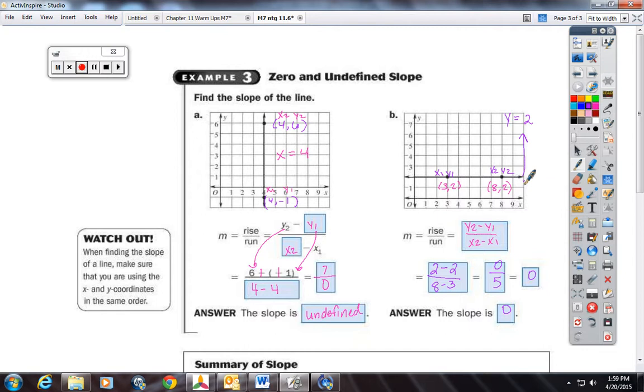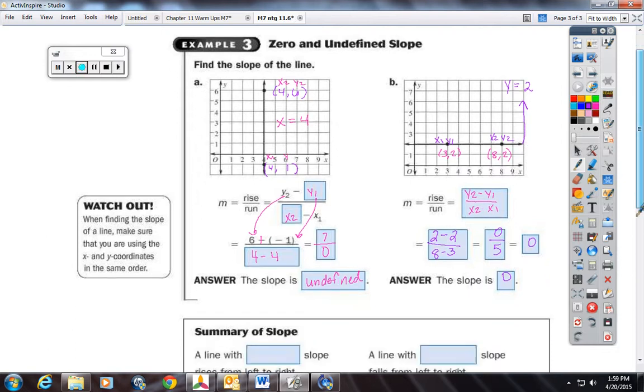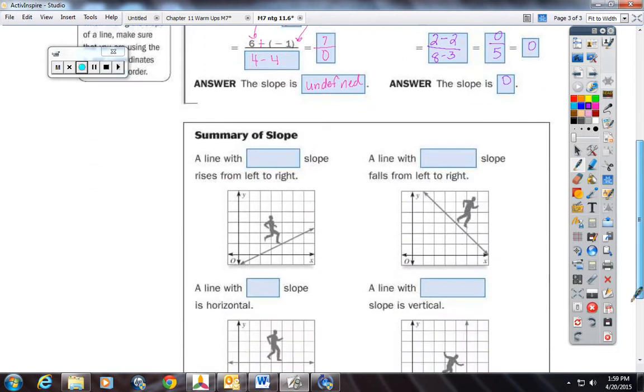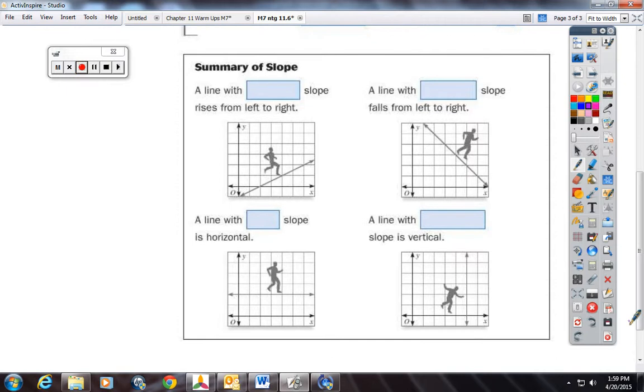Okay, so here's our little summary of slope. This is something you very, very, very much need to memorize. This is an important box. Okay? So, look at that line right there. Do you think this is a positive, a negative, an undefined, or a 0 slope? Positive. So that would represent your staircase or something like that, right? So a line with a positive slope rises from left to right, just like your airplane flying into it, it goes up.